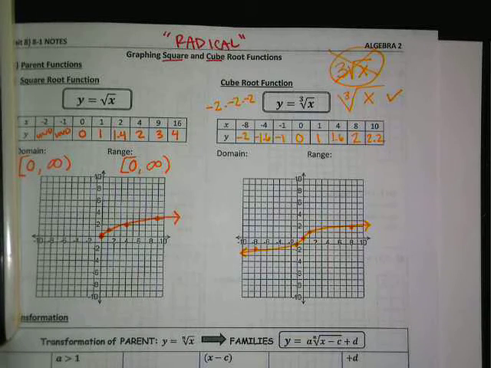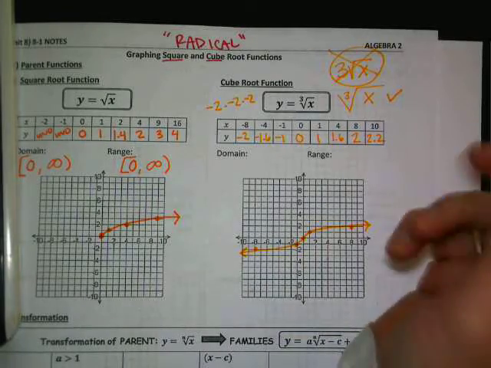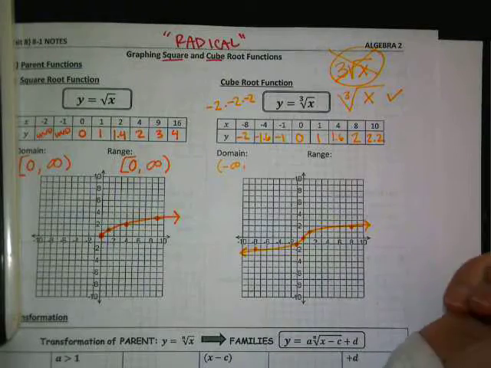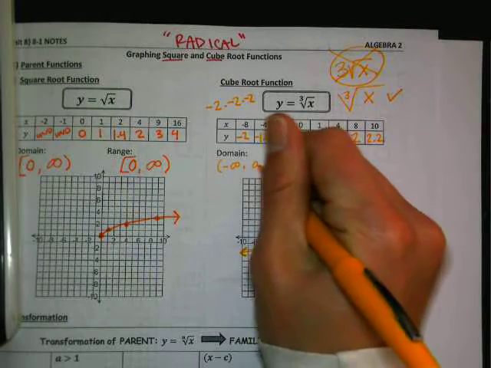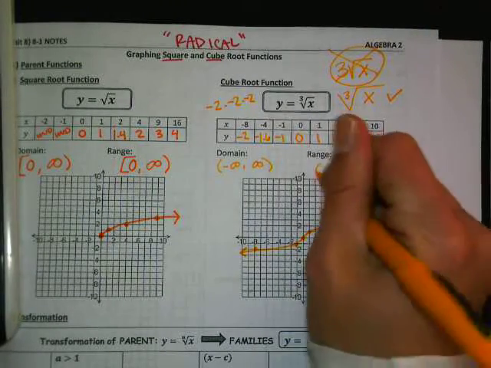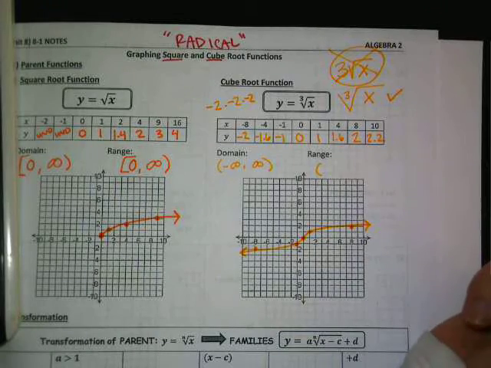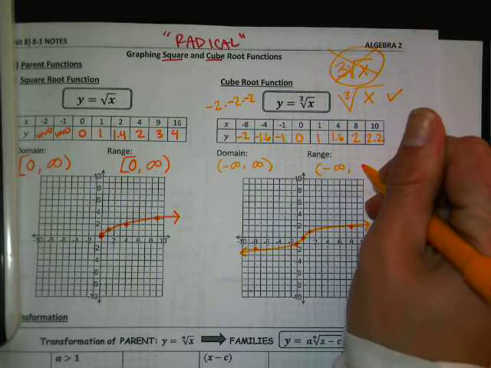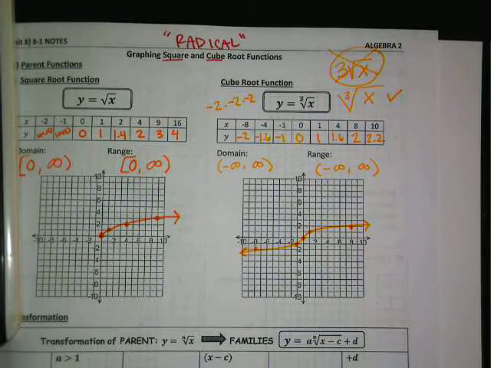All right, so are we good graphing that? For domain, how far left do I go? All the way, so -infinity. How far right? Regular infinity. For the range, how far down? -infinity. And how far up? Infinity. Very good.